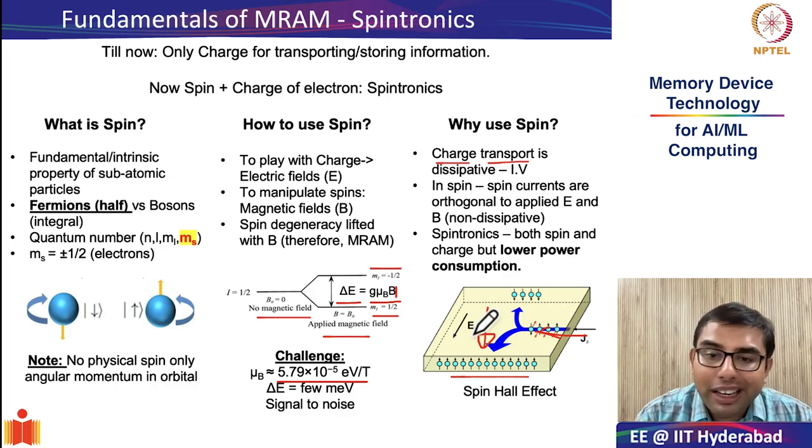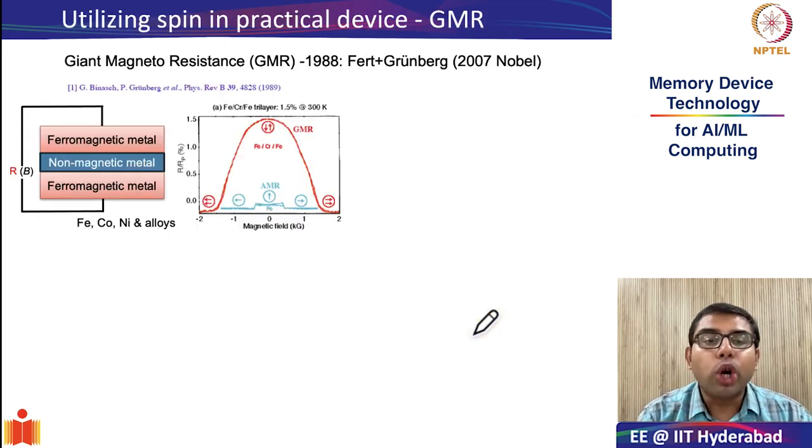Okay, with this brief introduction, let us go to the first demonstration of utilizing spin in a practical device. And this was the Nobel Prize winning phenomenon of giant magnetoresistance.